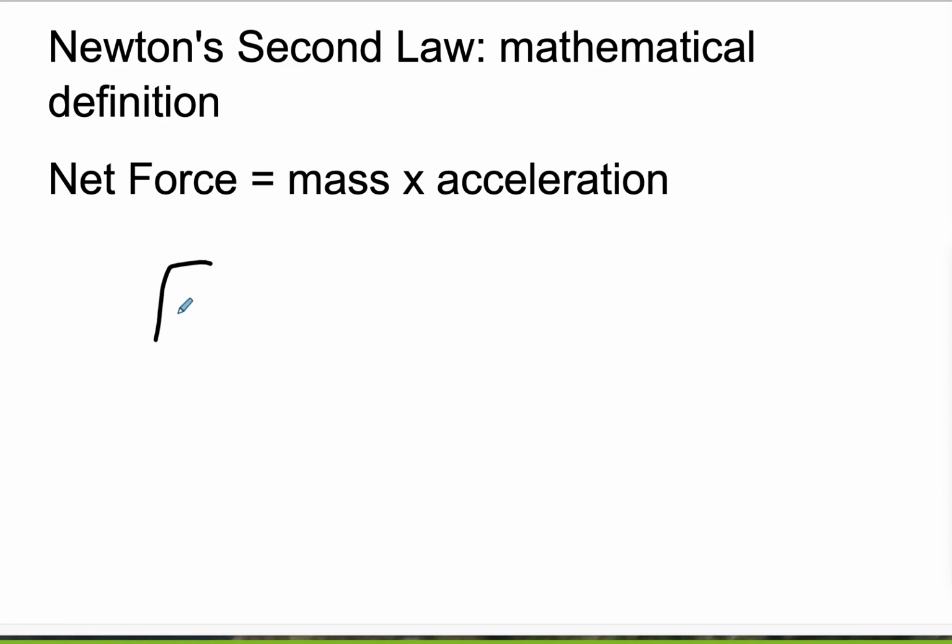So we would write this down as the net force, F net, equals mass times acceleration. I think I was doing better. So F net equals mass times acceleration. Remember, this is net force, okay? So the net force equals mass times acceleration.